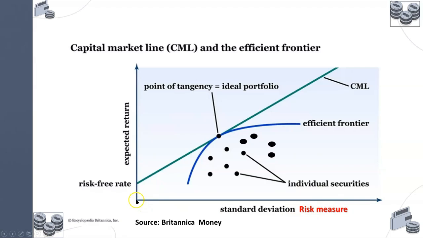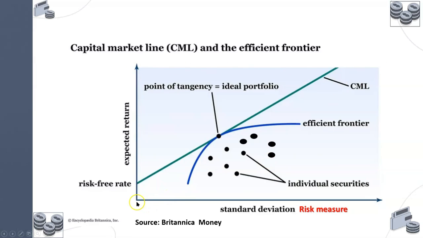It starts with risk 0 and goes all the way to the highest level of risk. As we know, there is a positive relationship between risk and expected return. Positive means the higher the risk, the higher the expected return. It should be this way.